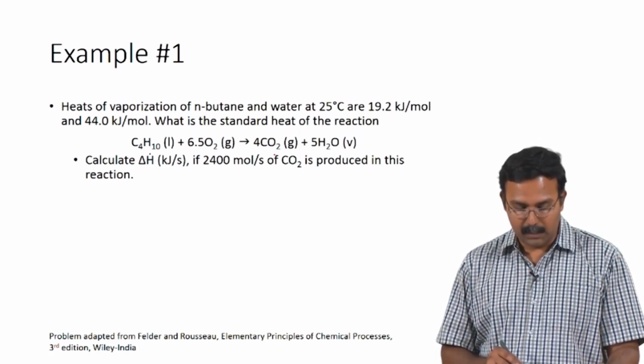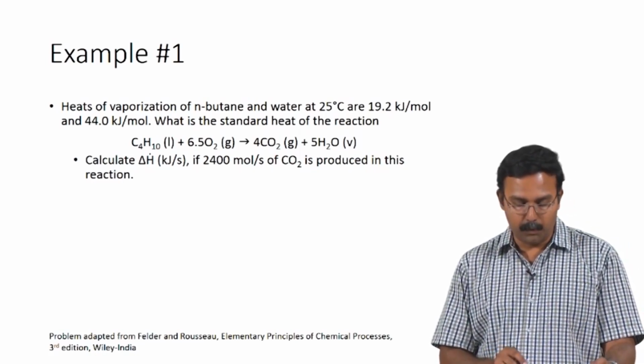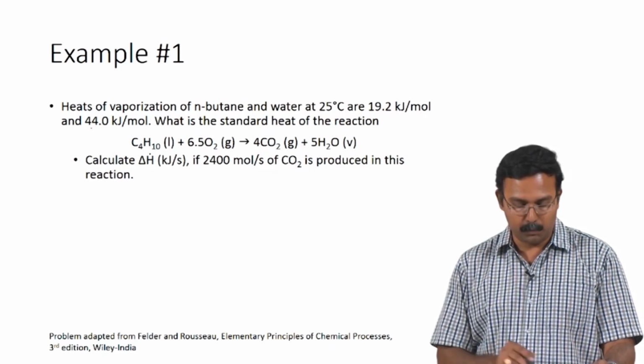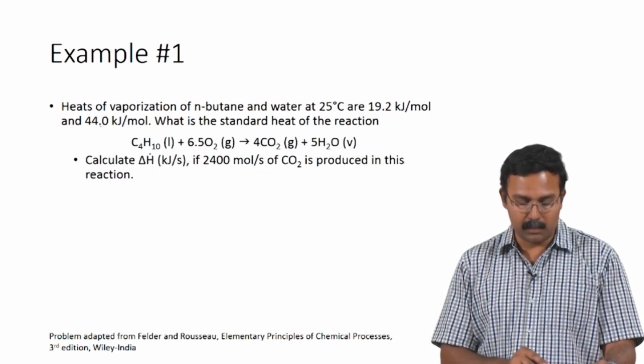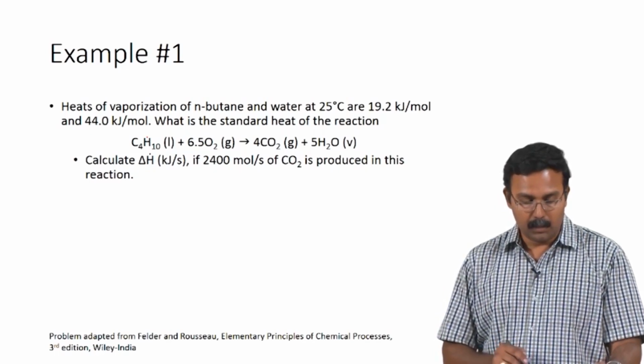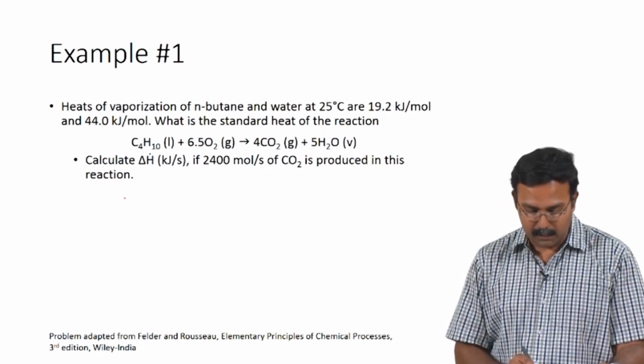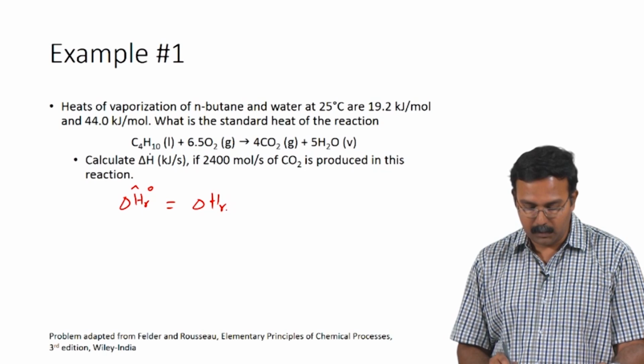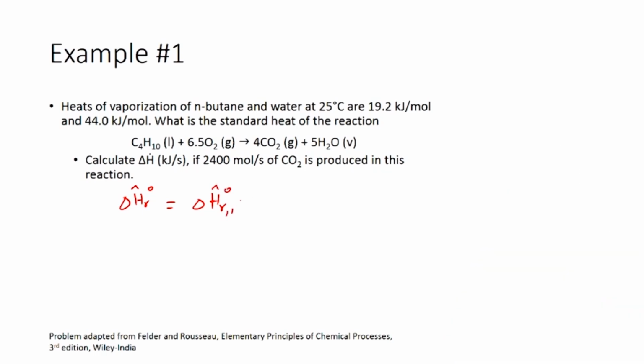So, we need to know the heat of vaporization for butane and water, which is given. Heat of vaporization for butane is given as 19.2 kilojoules per mole, and heat of vaporization for water is given as 44 kilojoules per mole. So, to accommodate that, your heat of reaction for this new reaction would be equal to the heat of reaction for the first reaction, plus 5 times the heat of vaporization for water, minus the negative heat of vaporization for butane.